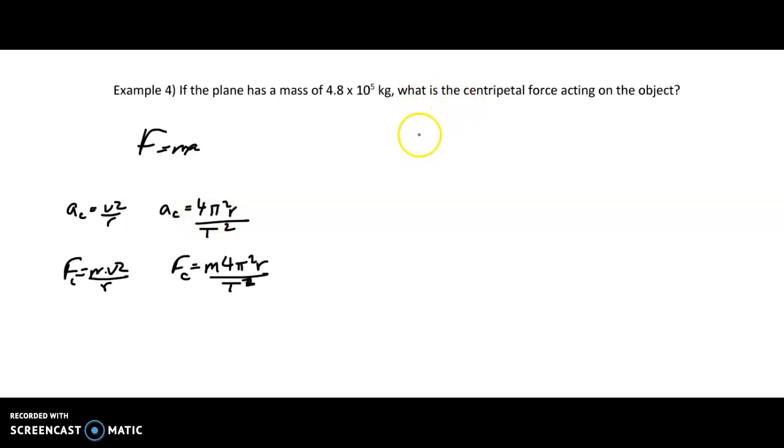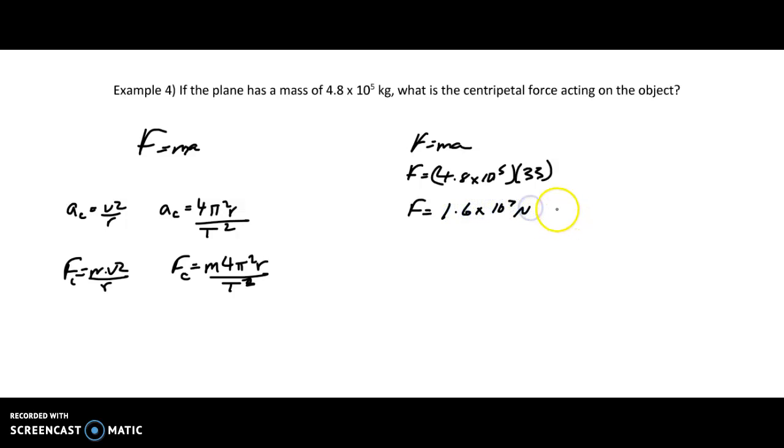Because we already know the acceleration, we can just go straight to Newton's second law here, and we're going to take that 4.8 times 10 to the 5, and we're going to multiply that by the 33 meters per second squared. And what that generates for you is 1.6 times 10 to the 7 newtons, and again, that is to the center.